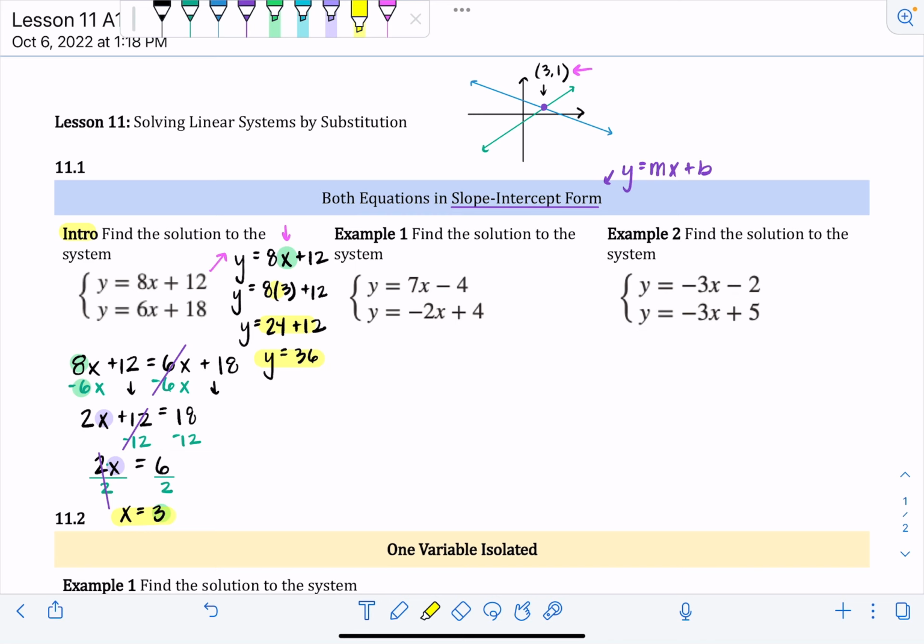And then now we just want to write our solution together as a point. So, like for points, the order is x, y. So we would write our final answer as 3, 36. X was 3, y was 36.